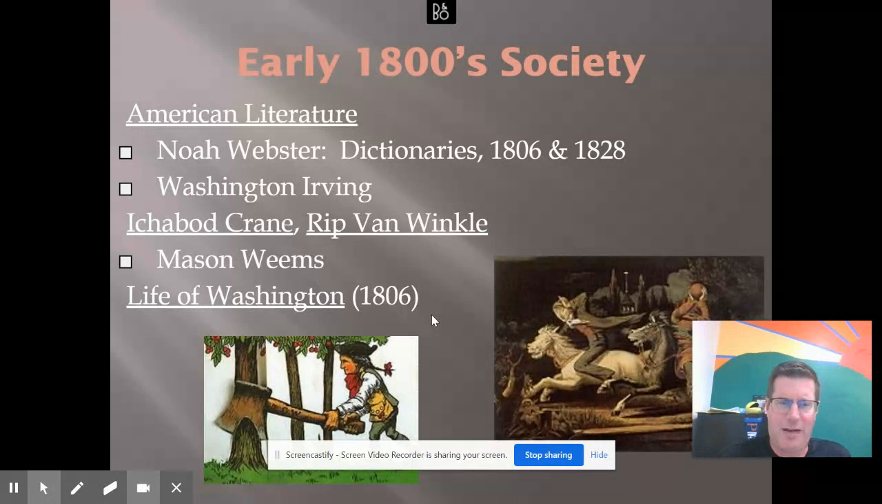Like, why would you be motivated to cut down a cherry tree when you're a kid? Is that like a fun thing to do? To go cut cherry trees?